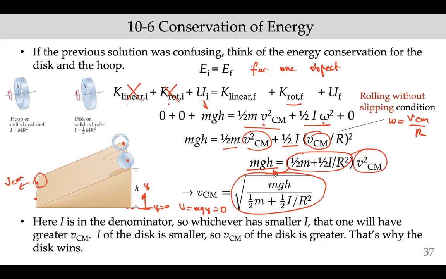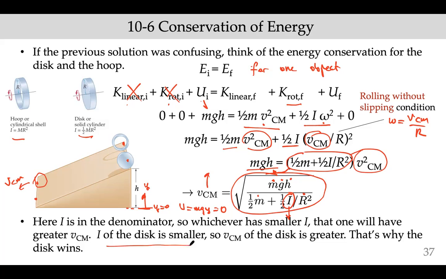So for these 2 objects, m's are the same, g is of course the same, initial height is the same, r's are the same. So what's different is just I, because one of them has larger I, the other has half of it. Here I is in the denominator, so whichever has smaller I, that one will have greater VCM, because if I is small, when you divide a number by a smaller number, overall you get a larger number.